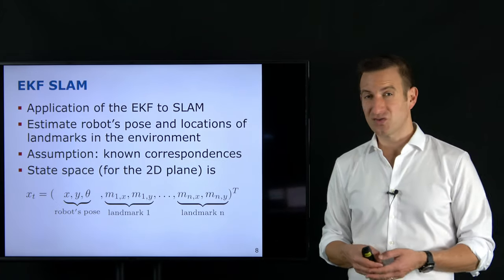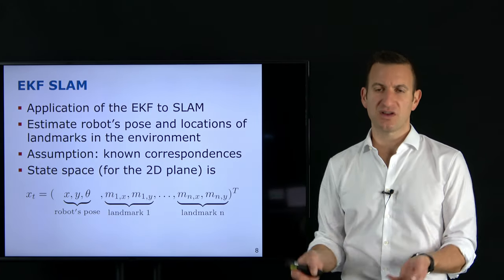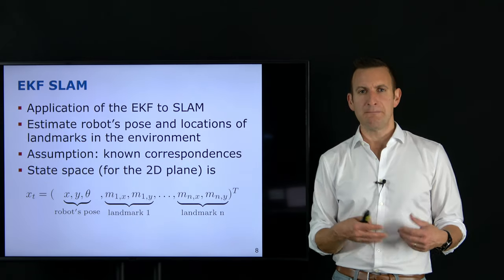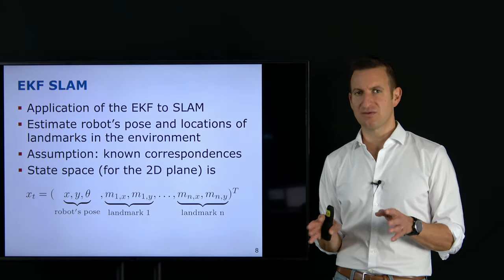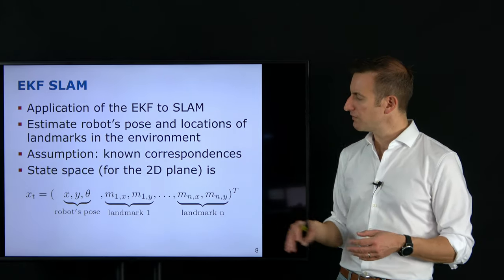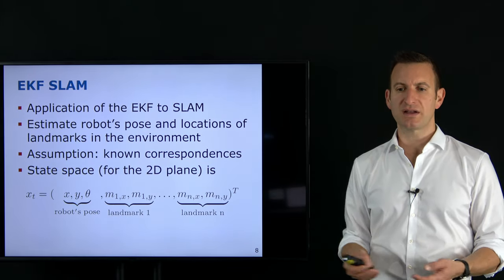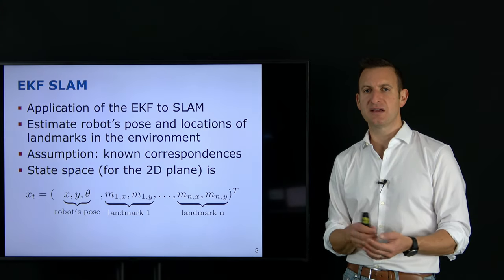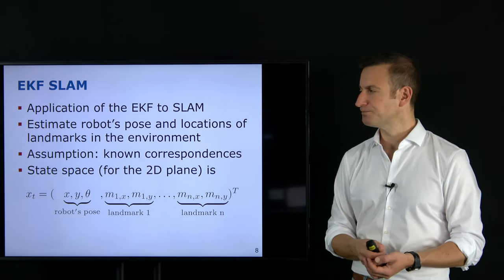But what most of the approaches do, they just guess a data association and stick with this data association. Because if you want to take into account multiple data associations simultaneously, it gets very complicated. And therefore, most of the approaches assume known data association, have a strategy to pick it, and then don't take the uncertainty in the data associations into account anymore.